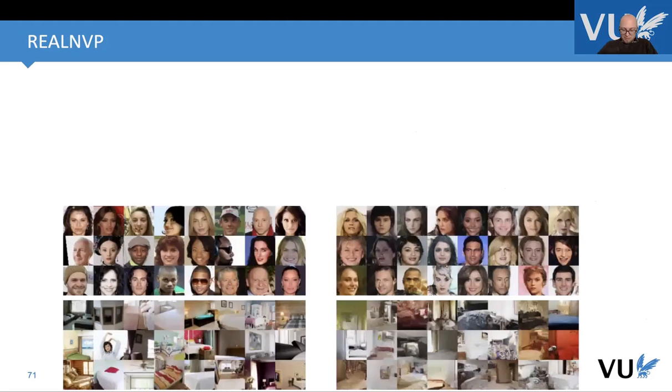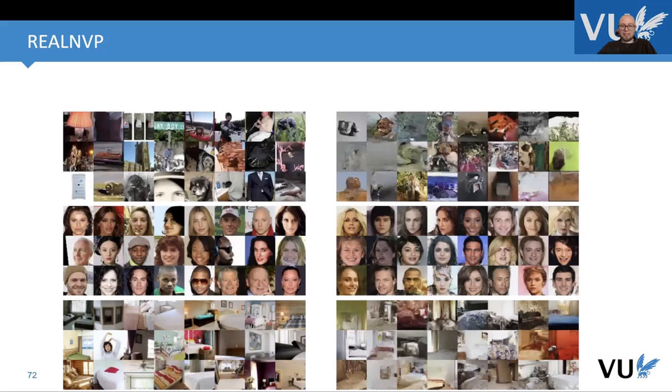And here are generated images and real images. At first glance, at least for this bedrooms data set, it's almost impossible to say which is which. For faces of people, after a second or two, you see that this is off a bit, this is off, and so on. So you can already see on which side is real in some samples.